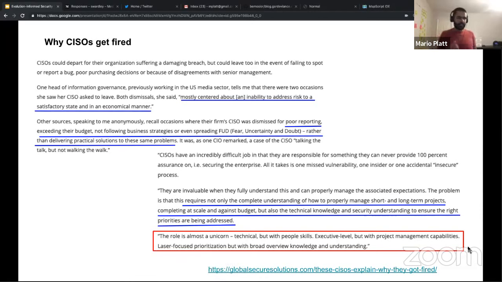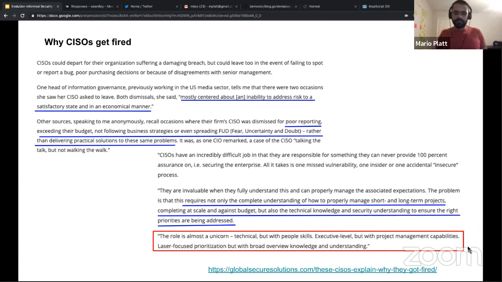It's suggesting that the CISO role is almost a unicorn, that you need to be technical but with people skills, executive level but with project management capabilities, and laser focused prioritization but with broad overview knowledge and understanding, right? So I don't disagree, all those things need to happen, right?